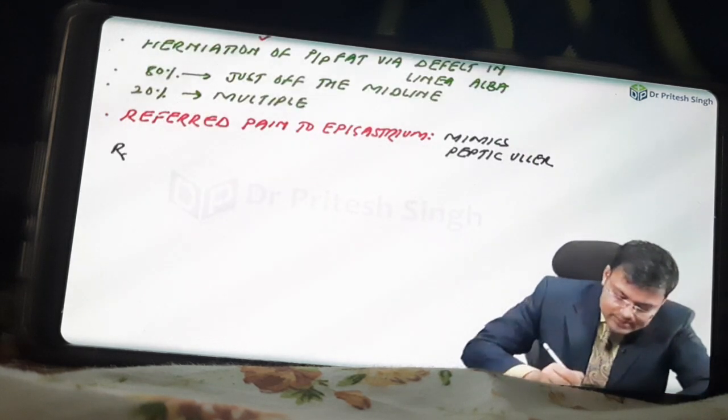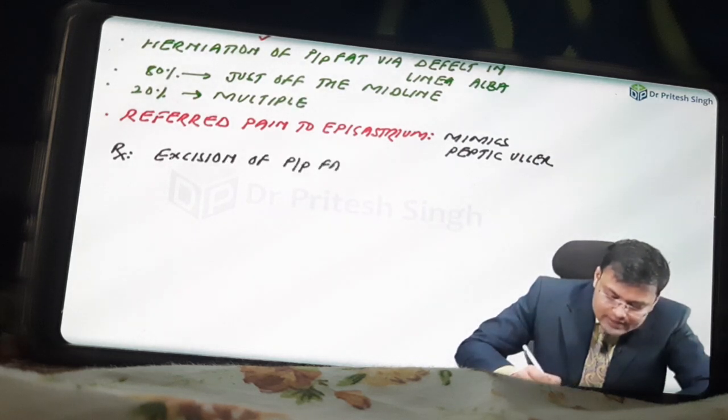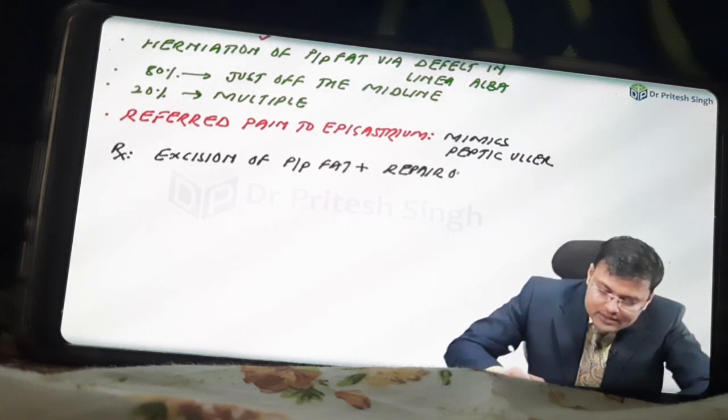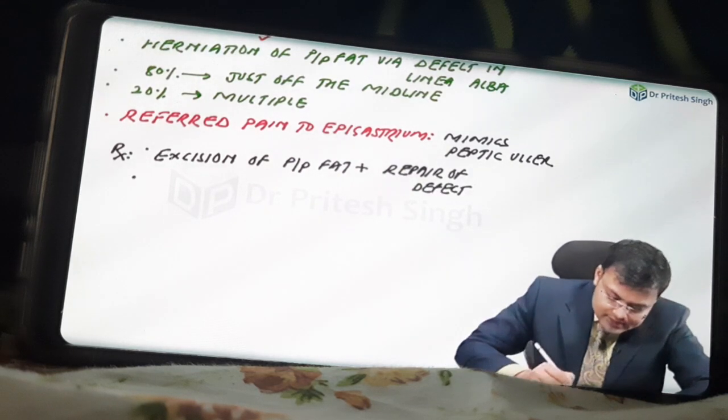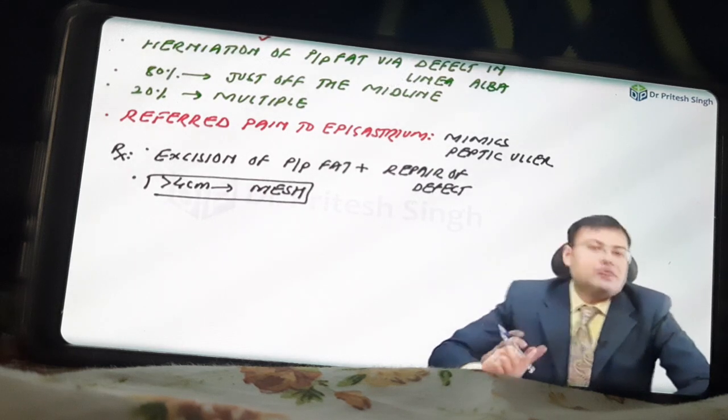Now what's the treatment? Treatment is easy because the content is preperitoneal fat. We go for excision of preperitoneal fat plus repair of the defect. And whenever the defect is more than 4 cm, we use mesh.